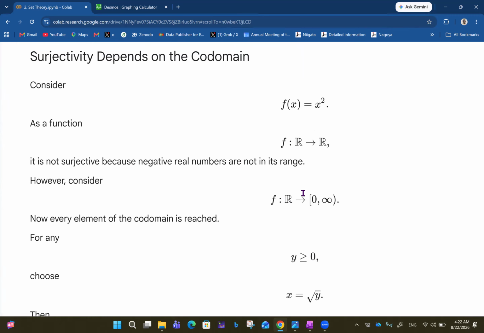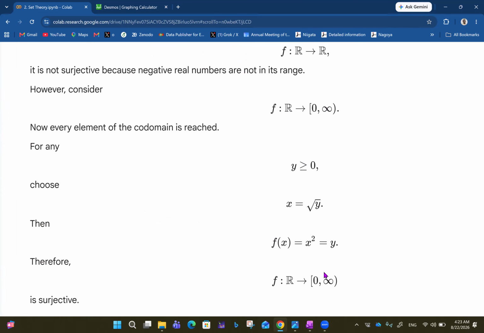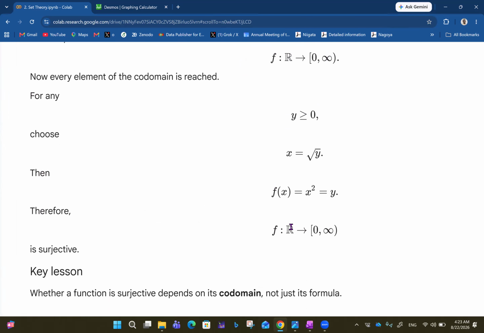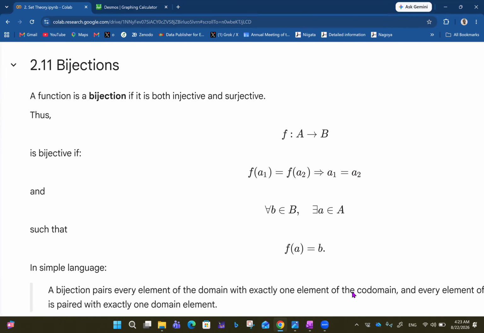consider f which maps R to the codomain 0 to infinity. Now, every element of the codomain is reached. For example, for y greater than or equal to 0, choose x equals square root of y. Then f of x will be x squared, which equals y. Therefore, f which maps R to this interval, closed below and open above, is surjective. So the key lesson: whether a function is surjective depends on its codomain, not just its formula. The codomain matters in surjectivity because every element in the codomain has to be used up.